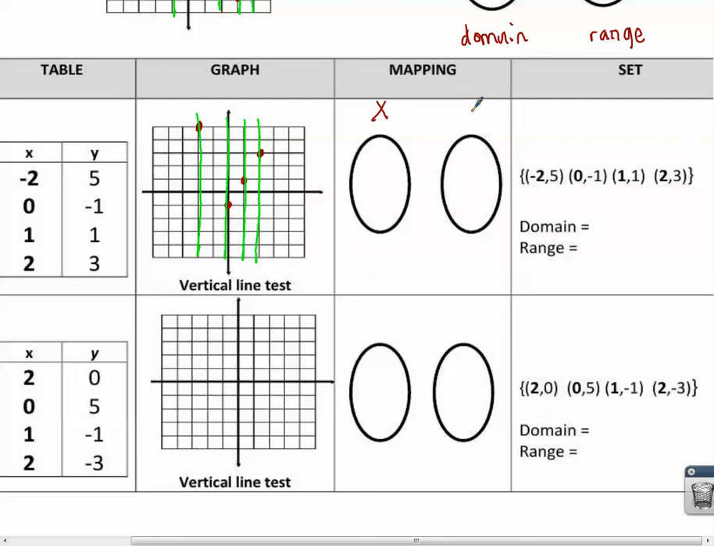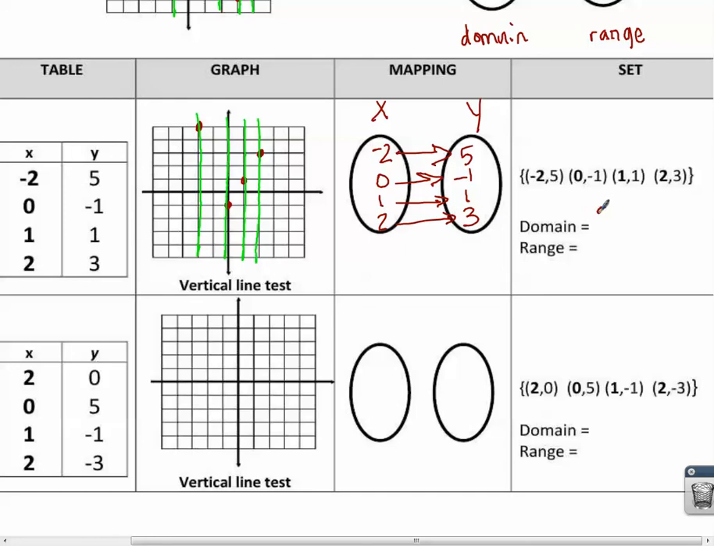Within our mapping, we're going to take our table and put it in our map. So you have -2, 0, 1, 2 and 5, -1, 1, 3, and then you want to map each x to their y. And you note that each x only has one arrow, so that's a function.